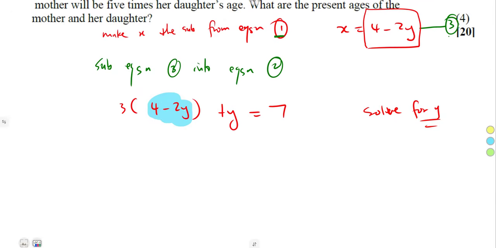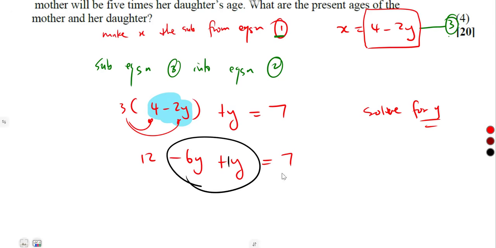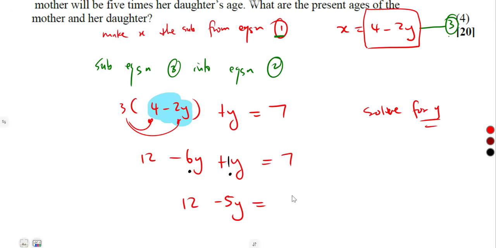So this is it, guys. It's just a normal equation that you're dealing with. 3 times 4, that's 12, times minus 2, that's minus 6y, plus y is equal to 7. These are like terms. Are we seeing, guys? Here, y and y here. So that was going to be 12. Minus 6 plus 1, that's negative 5y, which is equal to 7.